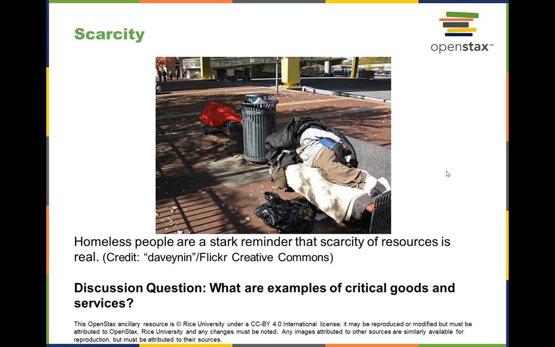Scarcity. And so the question is, what are examples of critical goods and services? Well, those are obviously the basic necessities: shelter, food, and clothing. And the scarcity of those in particular can be a major driving force in society. Homeless people, as it shows here in the picture, are a stark reminder that scarcity of resources is real. And one of the things to remember, and this is a criticism of capitalism by some, is that there are plenty of resources, but often they're not distributed that well.